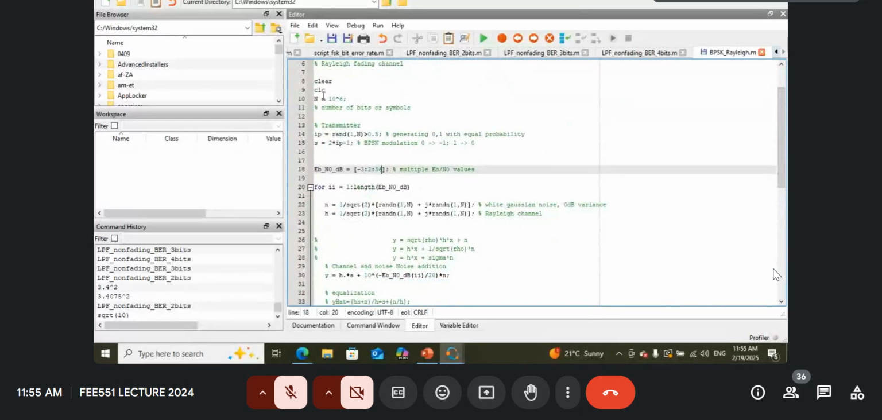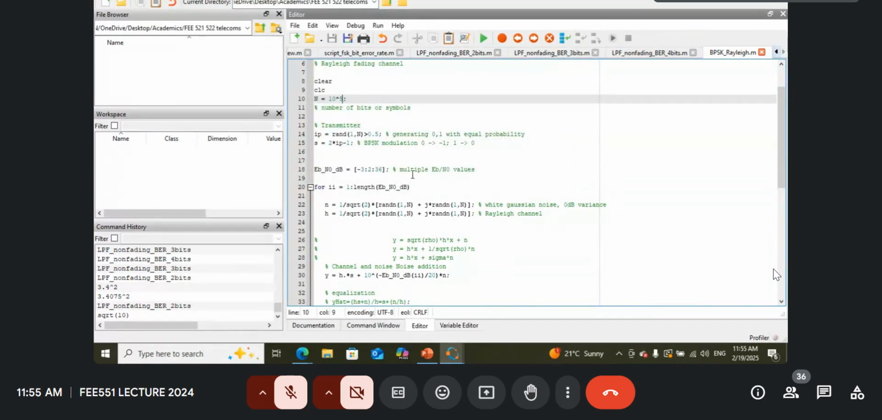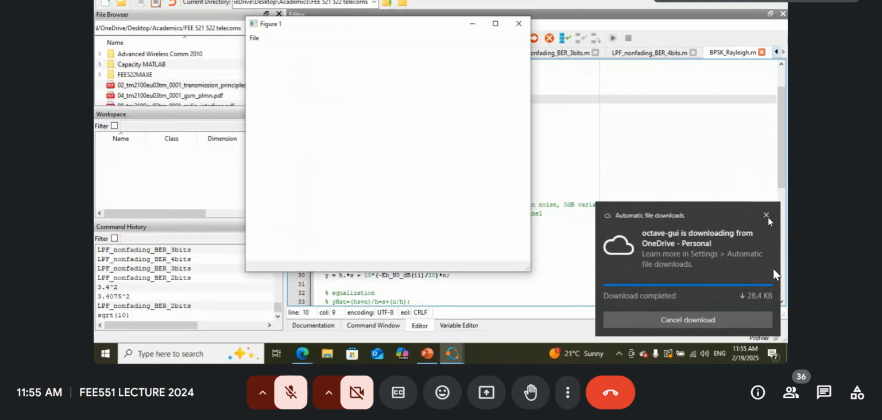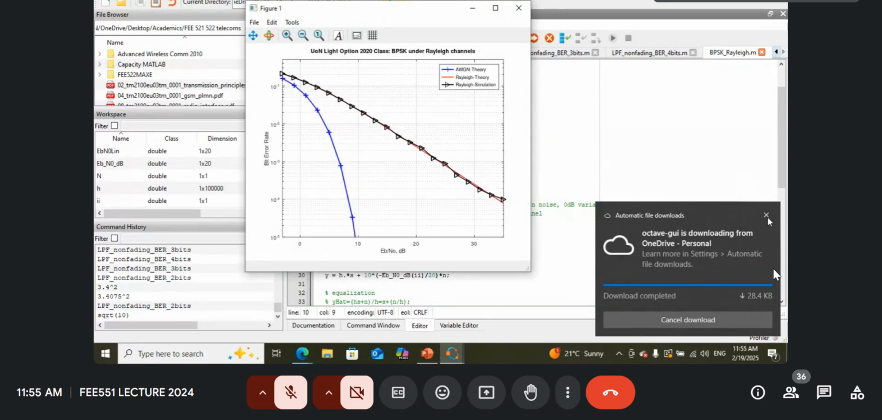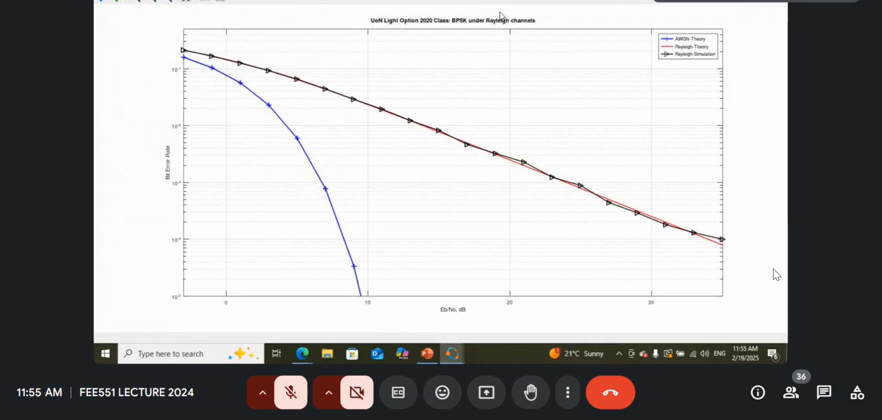10 raised to 6, that one will take forever. Let's do 10 raised to 5. Change that. Okay. All right, so probably this, you get the difference. You saw that we had around 10 raised to negative 5.